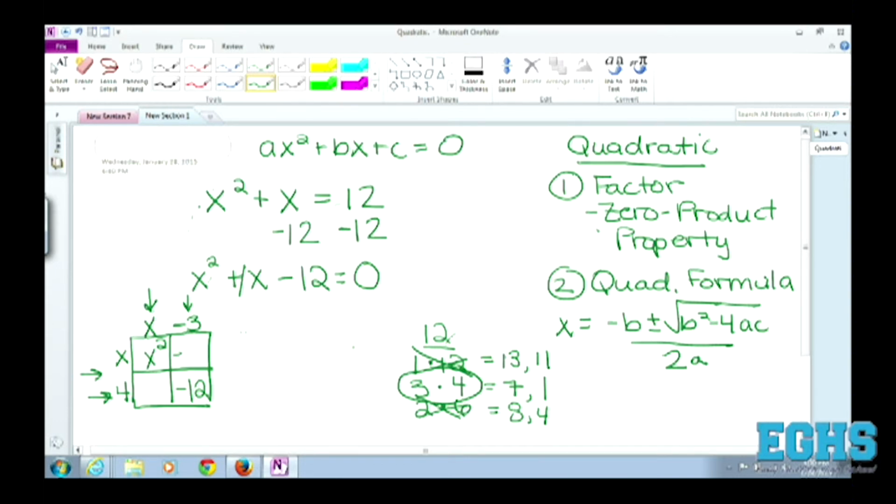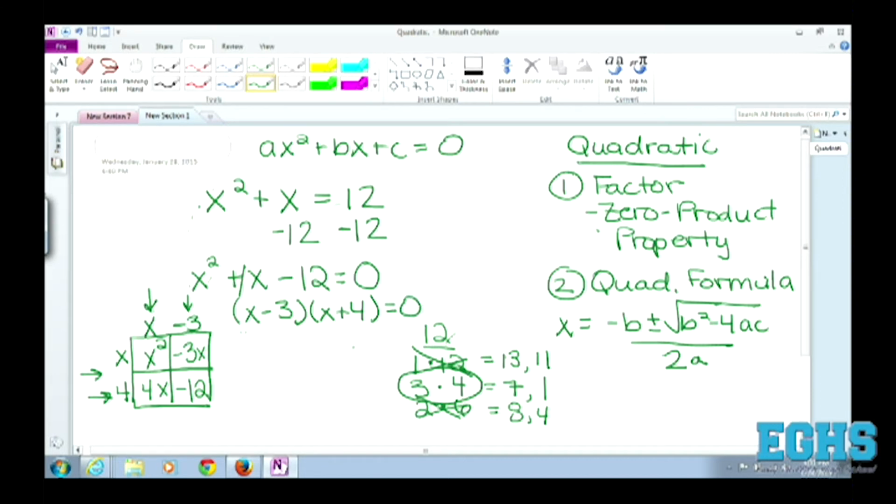Filling in the rest of the box just to double check, right here would be negative 3x because negative 3 times x is negative 3x. On the bottom left would be 4x because 4 times x is 4x. Putting it all together, the inside, you'll notice if you added that all back up, equals the polynomial that we started with. The outsides are the factors, so x minus 3 and x plus 4. And that still equals 0.